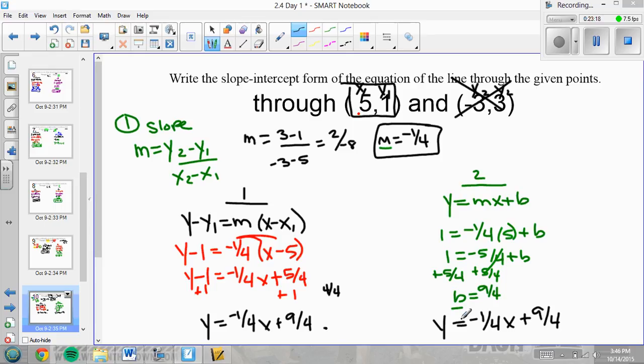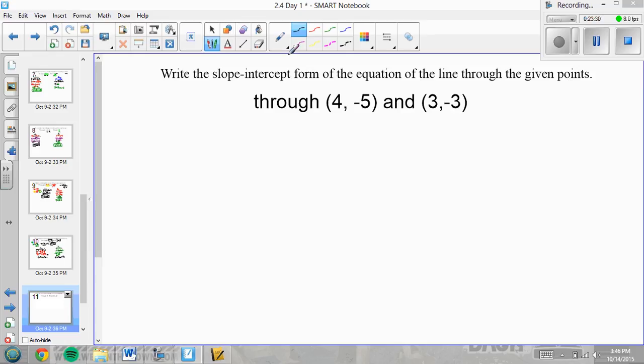So again, we're still getting the same answer with either method that we choose. And you still only have to do one, so you're just picking the method that works best for you. Okay, so I'd like you to do this one on your own. Remember, with 2 points, you always find slope first, and then you're just picking method 1 or method 2, whichever one works for you. So I want you to take the time and do this one at your seat.